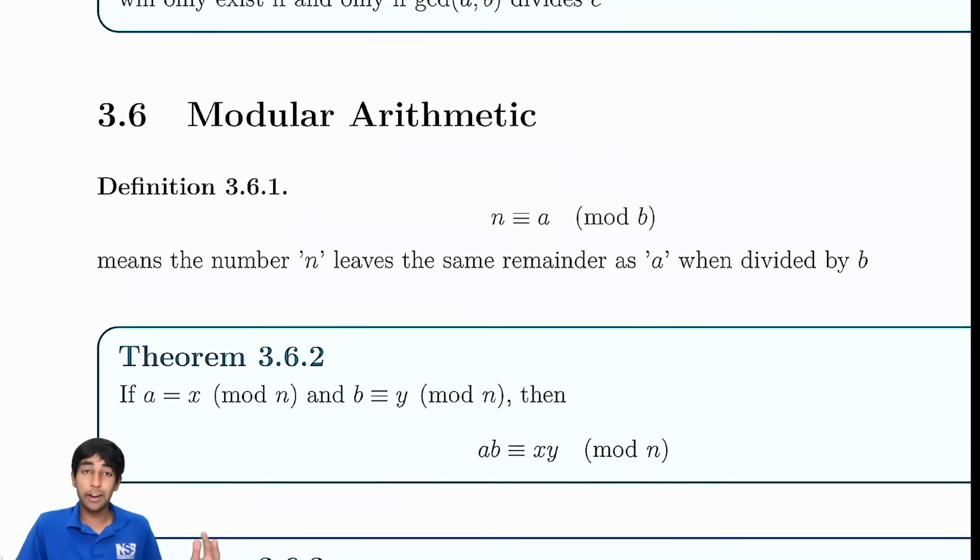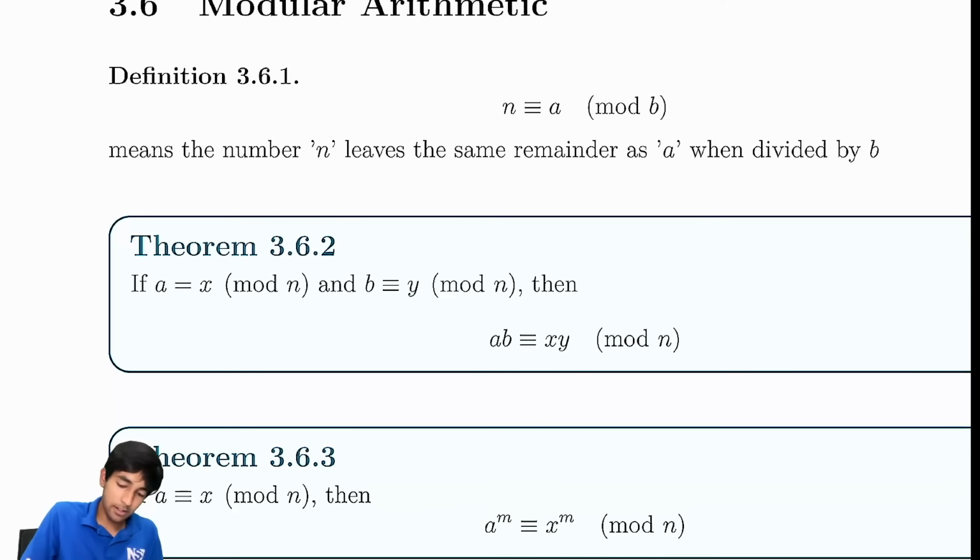Okay, now modular arithmetic, the heart and soul of number theory. If a number n is a mod b, it just leaves a remainder of a when divided by b. And this is pretty simple. If a is x mod n and b is y mod n, then ab is the same as xy mod n.